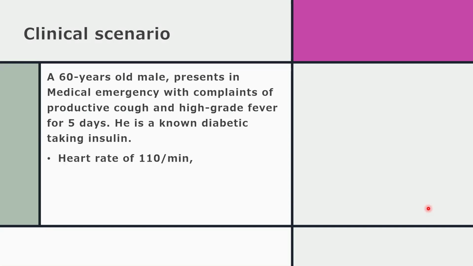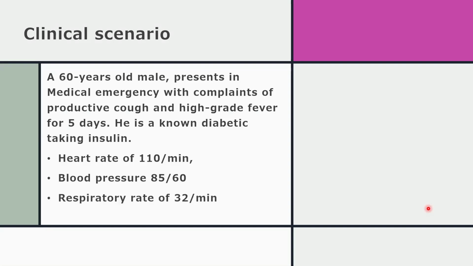On examination, his heart rate is 110 per minute, blood pressure is 85 by 60, respiratory rate of 32 per minute. All these general physical exam findings point to the severity of the infection. He is tachycardic, he is hypotensive, and he is tachypneic as well. And on auscultation of the chest, he has got coarse crackles in right lower chest. Again, this points to the site of the infection. That means that something is going on in the chest.